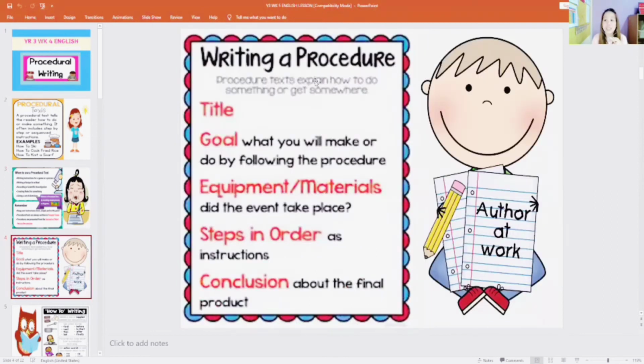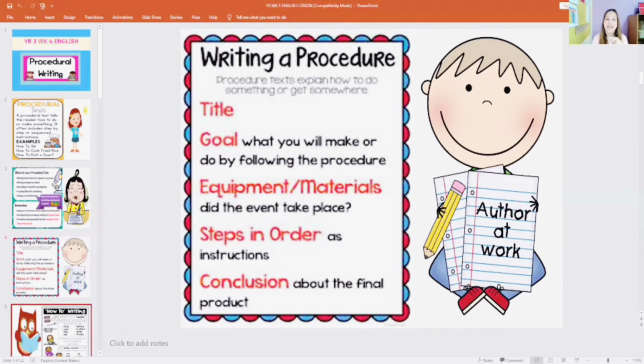Then you can see here the writing procedures. You should have a title. There should be a goal. What do you want to do, or what will your readers do after doing the steps? What are the equipment or the materials? What are the steps in order, or what are the instructions? And what happens? What is your product? What is the result after following the steps?